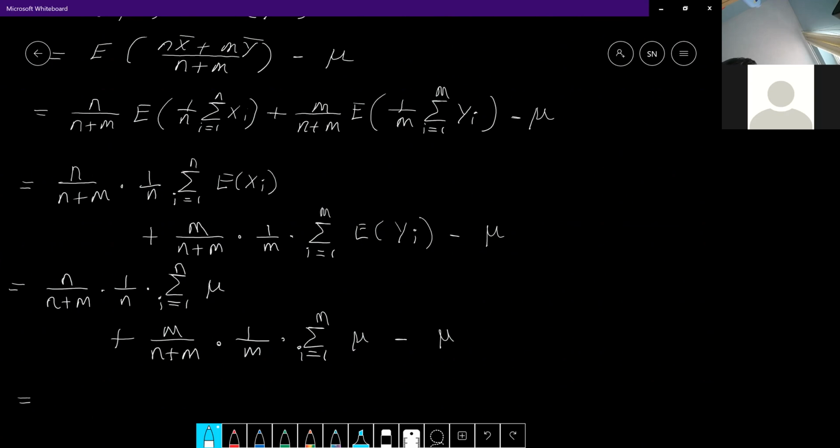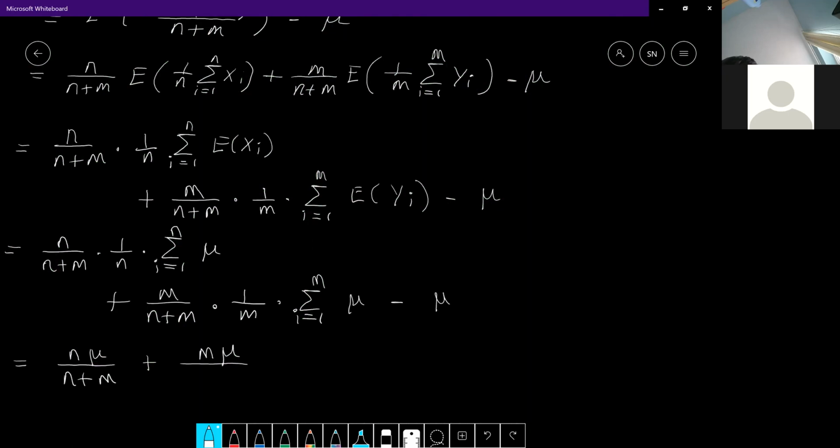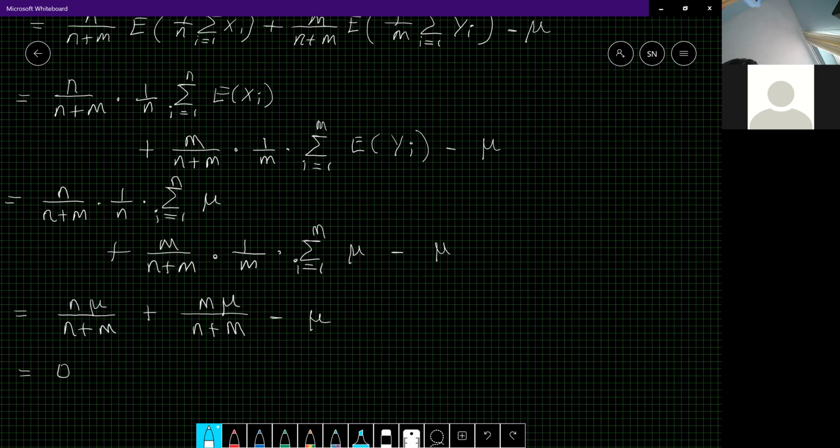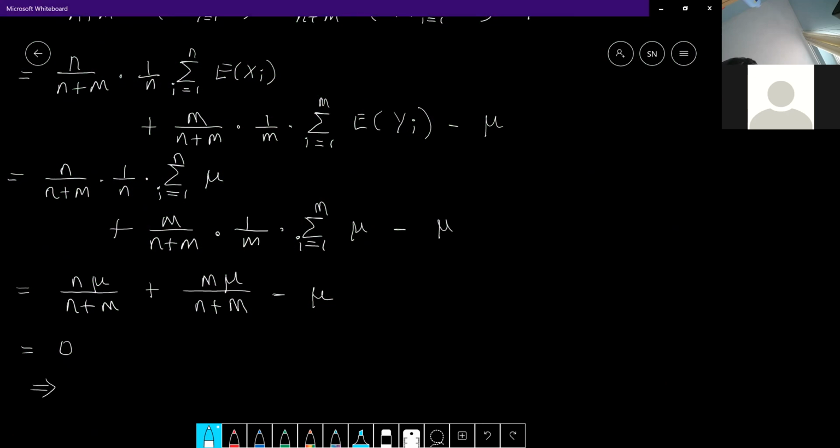And clearly what you get is the following. A lot of things cancel. You get n mu divided by n plus m, and m mu divided by n plus m, then minus mu. So clearly this is equal to 0. So the conclusion is that mu hat is unbiased for mu.